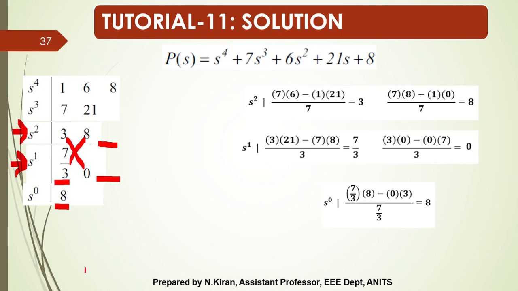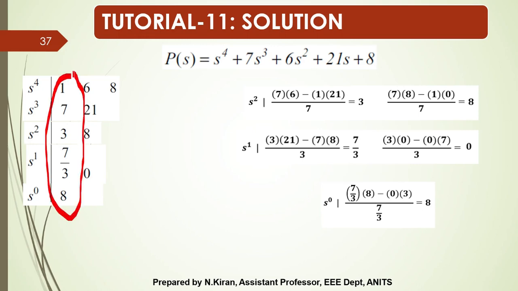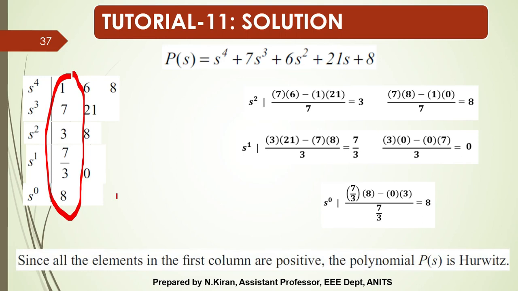So this is the Routh table obtained for the given polynomial. Now if we observe the first column of the Routh table, there are no sign changes and all the elements that we have obtained are positive. So since all the elements in the first column are positive and there are no sign changes, the given polynomial is Hurwitz.